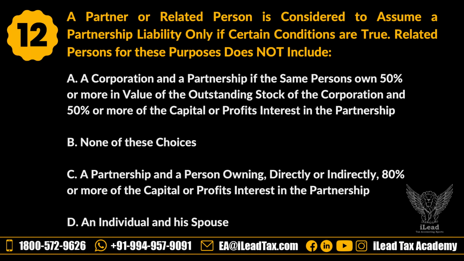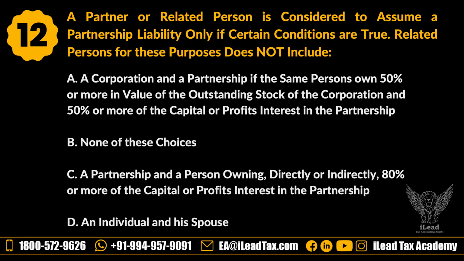Let's go to the next question. A partner or related person is considered to assume a partnership liability only if certain conditions are true. Related person for this purpose does not include: A. A corporation and a partnership if the same person owns 50% or more in value of the outstanding stock of the corporation and 50% or more of the capital or profit interest in the partnership. B. None of these choices. C. A partnership and a person owning directly or indirectly 80% or more of the capital or profits interest in the partnership. D. An individual and his spouse.